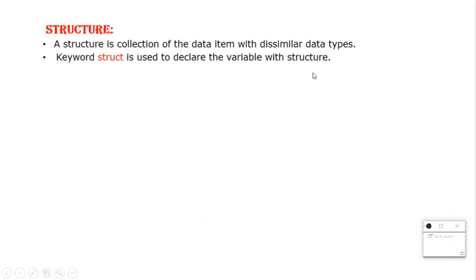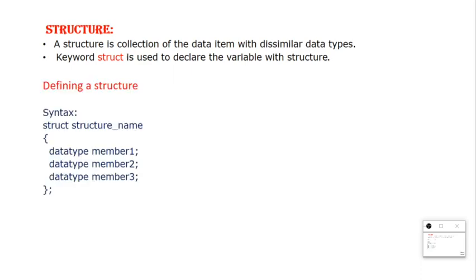A structure is a collection of data items with dissimilar data types. That means the structure's data types are dissimilar. A structure contains different types of data types. And next point, the keyword struct is used to declare variables with structure. So how can we declare a structure using the keyword struct? Let us see how we declare a structure.